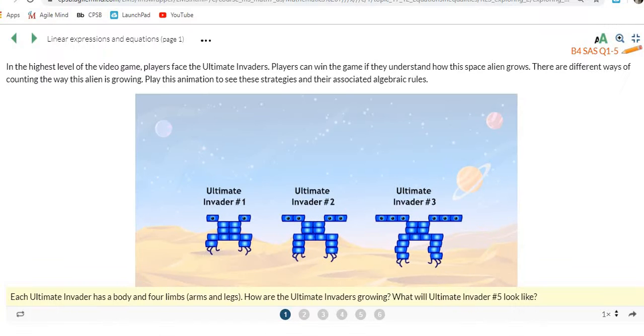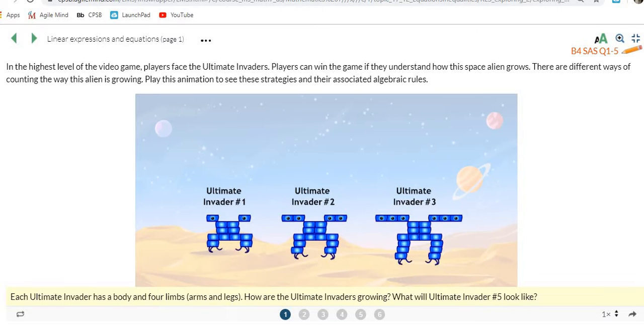So we're looking at a new alien family today, the Ultimate Invader family. And here are their first 3 members of the Ultimate Invader family. What do you see the same throughout their family? The bodies, and what do you see as the body? Because some people see the bodies differently. There's 4 as a body. So they all have 4 as a body.